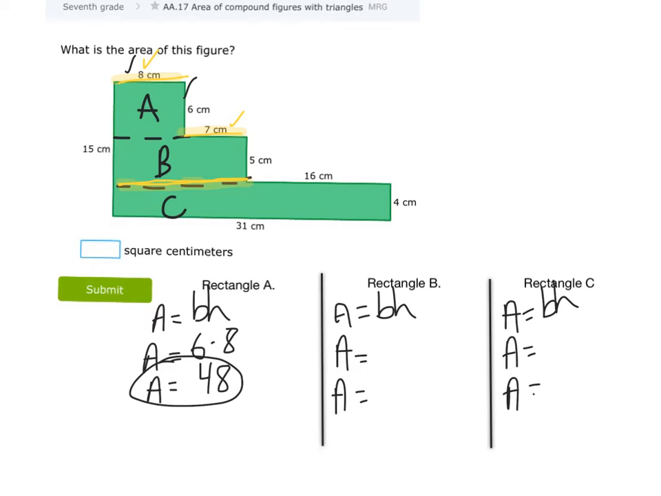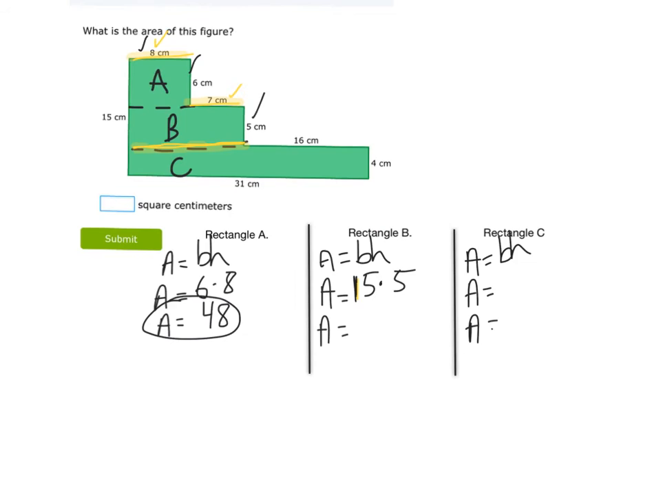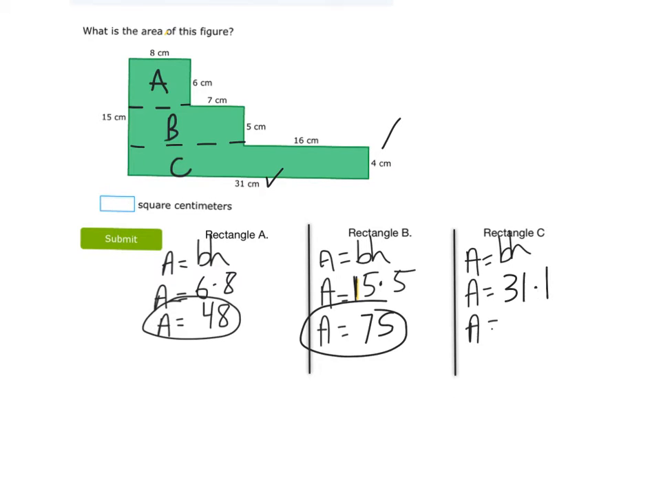So see, 7 and 8. That would be 7 plus 8 is 15. So I have 15 as the base times the height, which is 5. So 15 times 5 is 75. Last I have rectangle C, which the base is 31 and the height is 4. So 31 times 4, and that is 124.